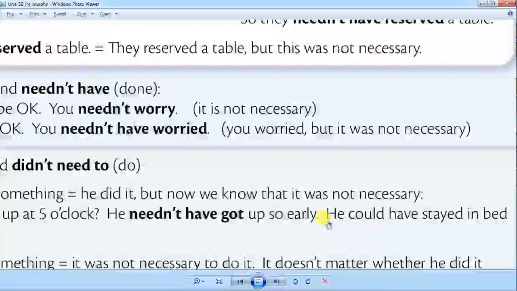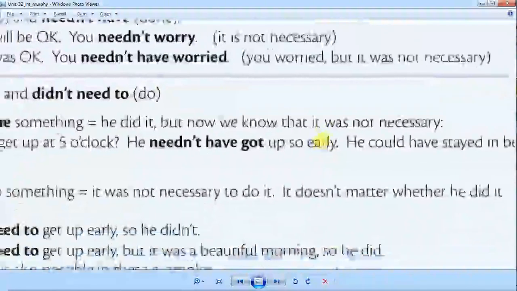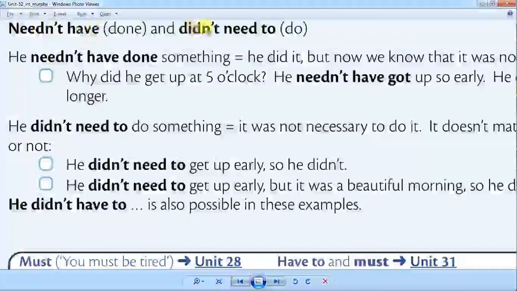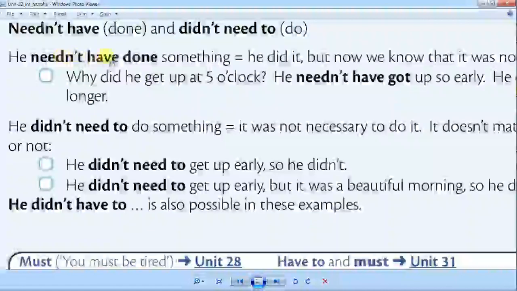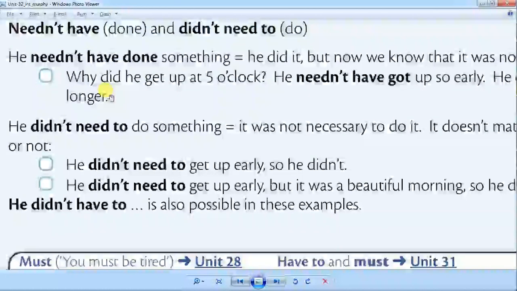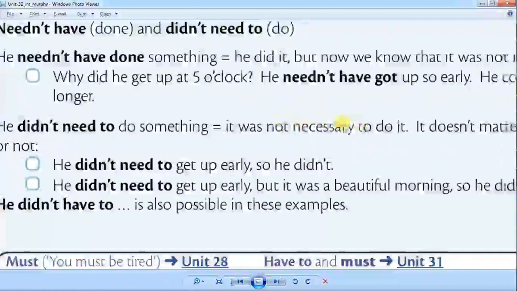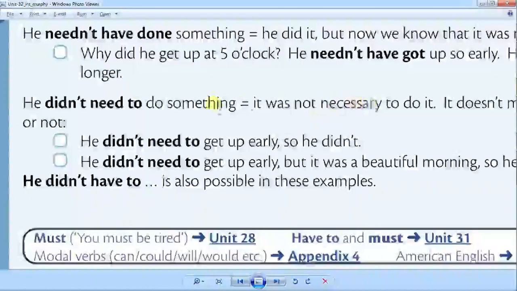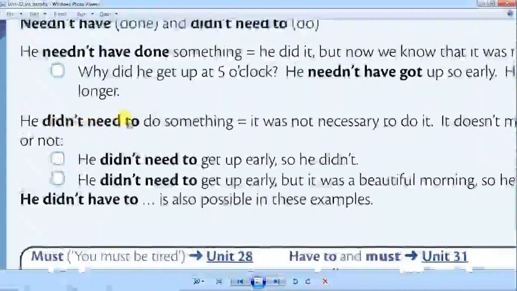So, look, let's compare didn't have and didn't need to, or didn't have to. So, we use didn't have for something that we already did. Didn't need to, it means that it was not necessary to do it. So, it doesn't matter whether he did it or not.